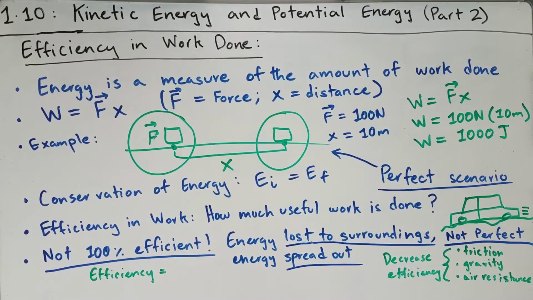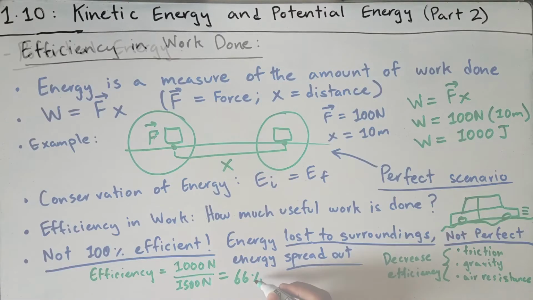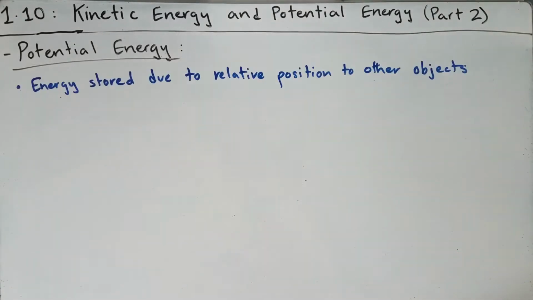So at one point, let's say this car was putting out a useful energy output of 1000 newtons, and its actual capability was about 1500 newtons. Then if we find the rate at which this car is efficient, we find that this car has a very poor efficiency rate of 66%. Now let's talk about potential energy.